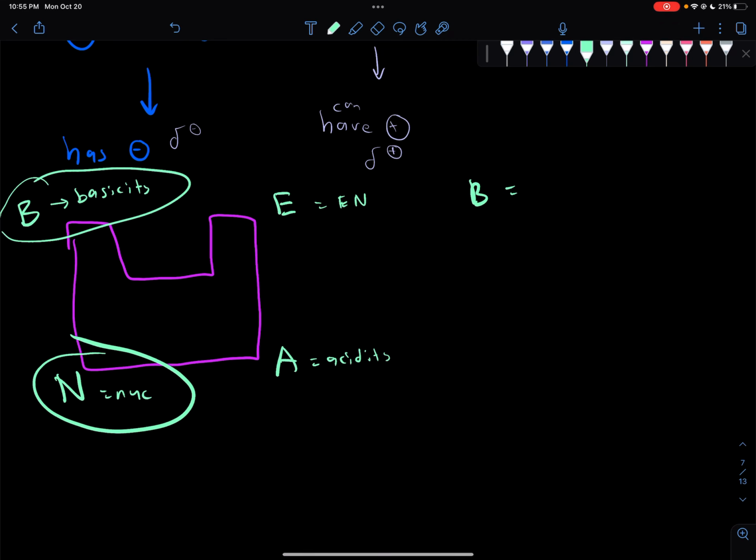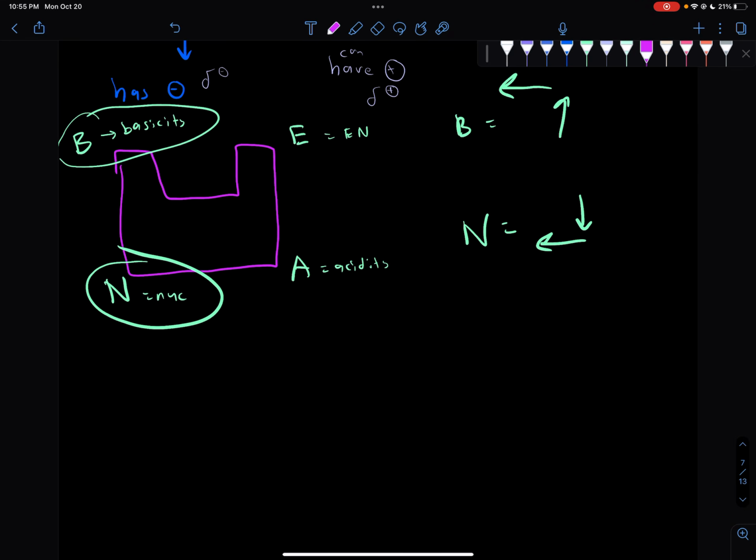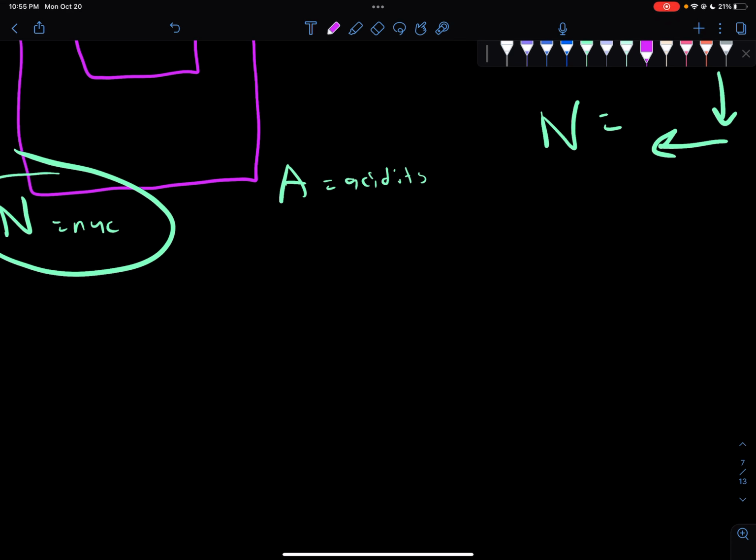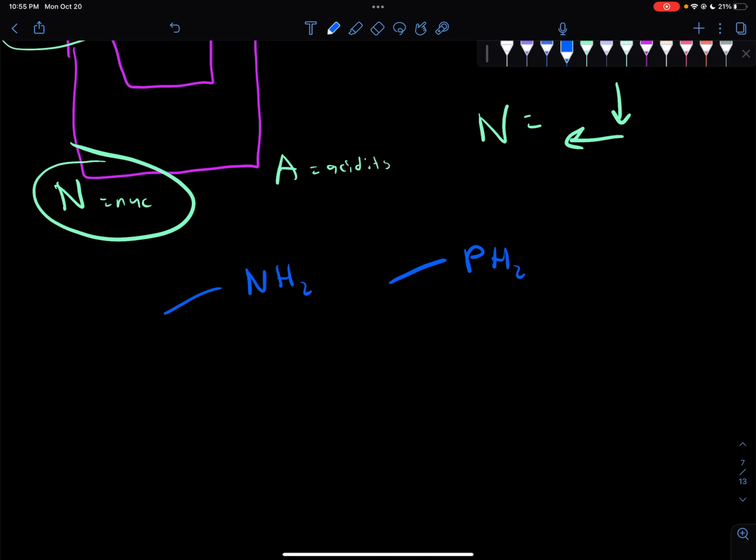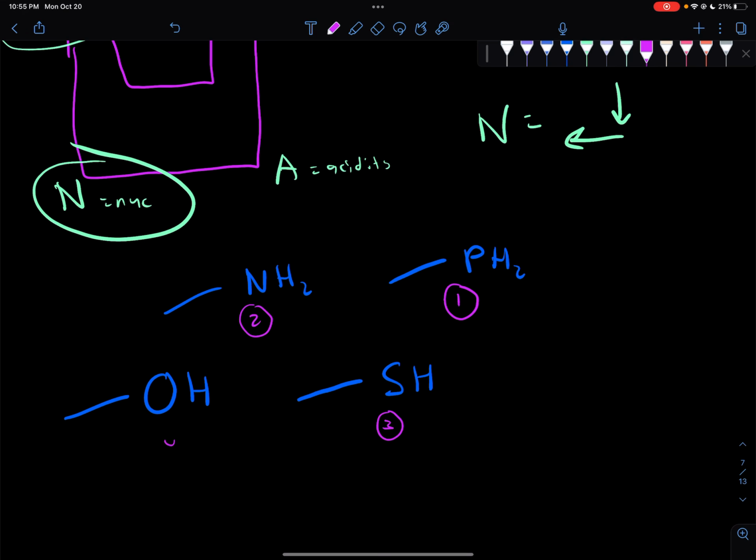So basicity is up to the left, and nucleophilicity is down to the left. That's your ranking. So what does this mean? If I'm asked to rank by nucleophilicity, I'm given these. Your greatest nucleophile here will be PH2, and then it will be nitrogen, then sulfur, then oxygen.